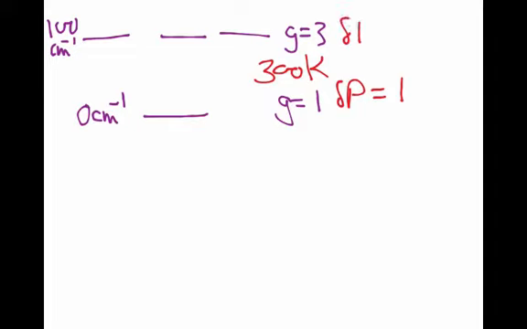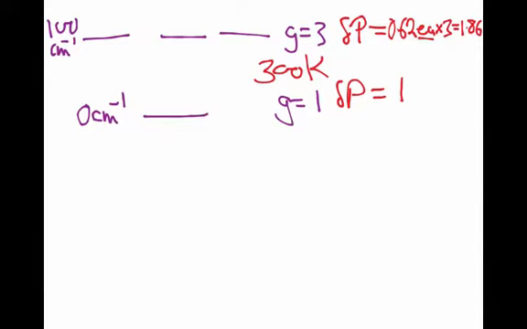We go up 100 wave numbers, and those relative probabilities wind up being 0.62. E to the minus 1.44 times 100 divided by 300 is 0.62. But that's for each state. So it's 0.62 each. We have to multiply by 3, and that gets us 1.86. So the relative probability that one of the 3 states is going to be occupied up at 100 wave numbers is 1.86, actually more than the relative probability that the ground state is going to be occupied.